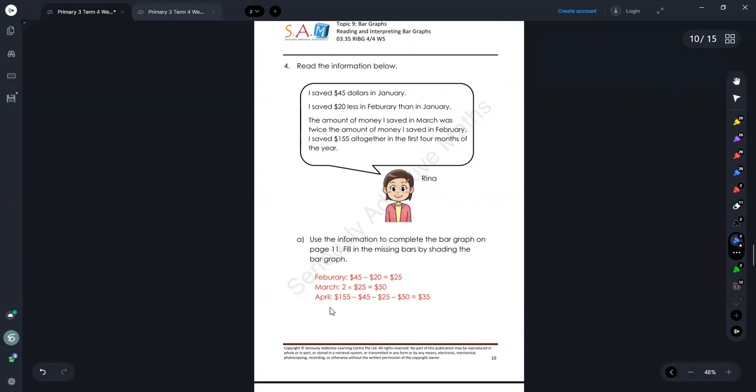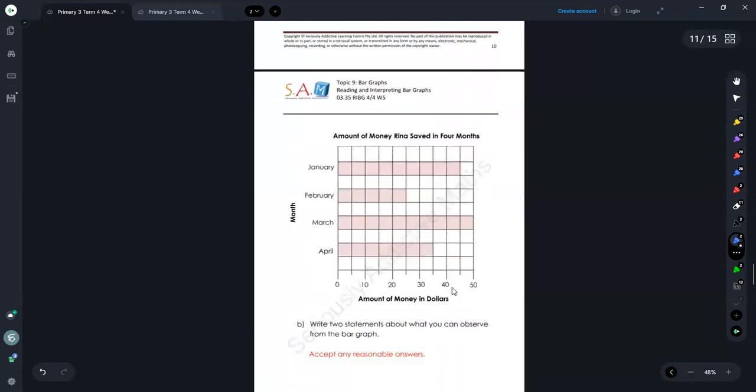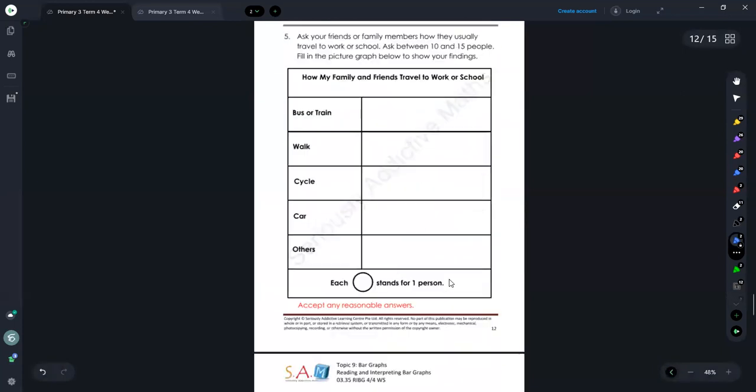And April, right, is the first 4 months, right? So April will be whatever they get saved from January to... here, January. Oh, sorry. So it's a total amount, $155. Okay. In order to find out what's April, it will be $155 minus whatever was saved in January, February, and March. And then the balance. After that, you can fill in this bar graph.